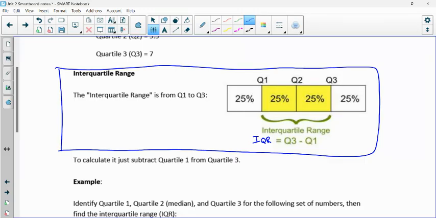So if you look here, like we said, each part of our quartiles are 25%. Okay, there's 25% between Q1 and Q2, 25% between Q2 and Q3, and then 25% to the left of Q1, and 25% to the right of Q3.